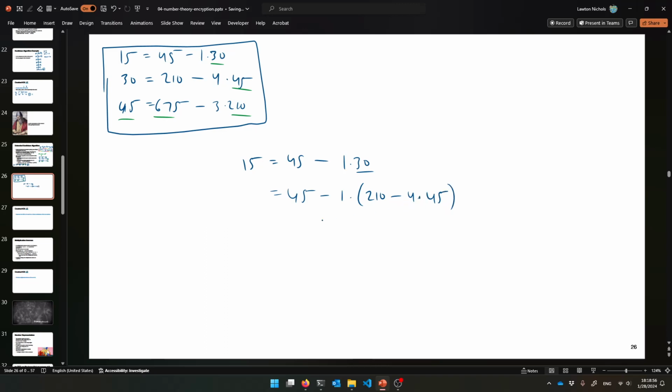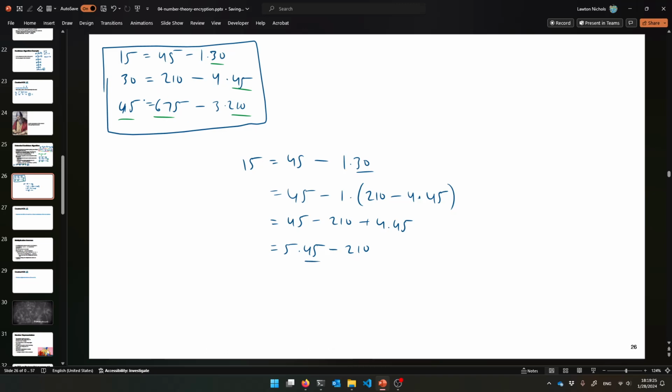Okay, there's that. And then let's bring all the 45s together and all the 210s together. So this is how many 45s? Well, it's 45 plus 4 times 45. Okay, so that's how many 45s? That's 5 45s plus 210, 1 210. Oh, sorry, minus 210. Okay, so that's the same thing there.